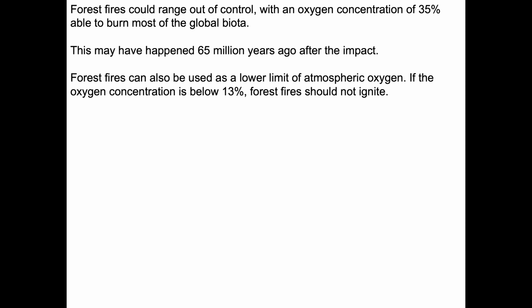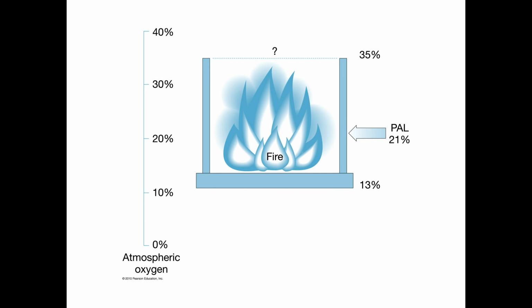Forest fires can also be used as a lower limit of atmospheric oxygen. If the oxygen concentration goes below 13%, forest fires either shouldn't ignite or they shouldn't propagate. Certainly not the way they do at 20% oxygen that we see today. So you can see here this range. Below 13% or so, we're not going to be subject to large environmental fire disasters. Above 35%, we can't do anything about them. We wouldn't be able to stop it.